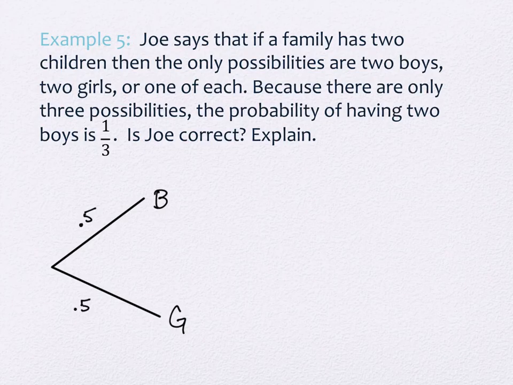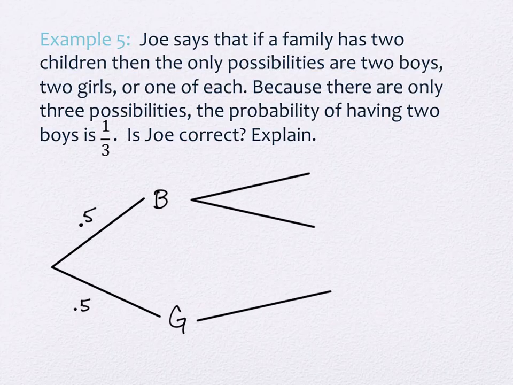And then they go and they have child number 2. So we do a second set of tree branches. Okay. So what will the probabilities on these tree branches be? They're all 0.5 as well, right? It's still boy, girl. So we're still looking at 0.5 probabilities along all of our branches.